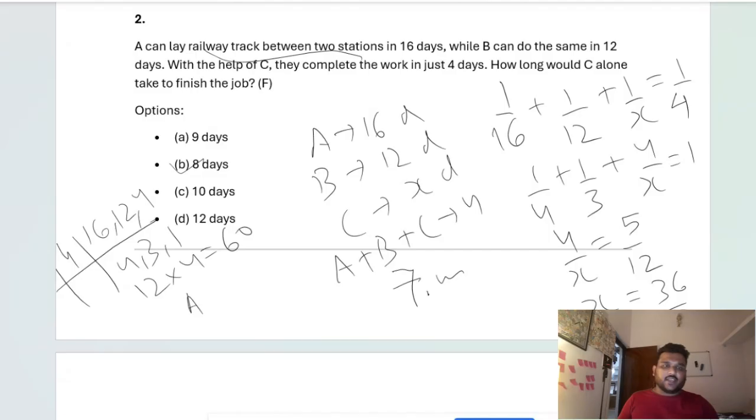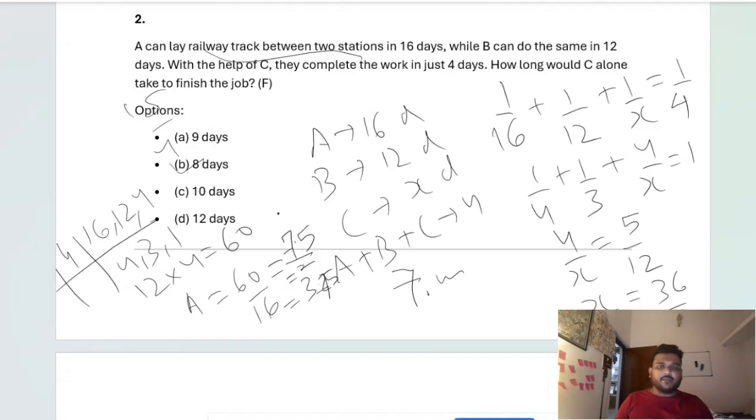So A's 1 day work will be 60 upon 16, right? Which is 30 by 8 or 15 by 4, which is 3.75. Just bear with me, I'm trying to make you understand in a different way.